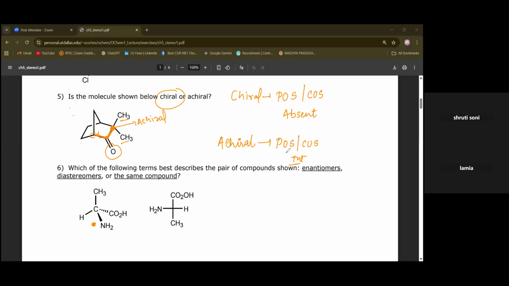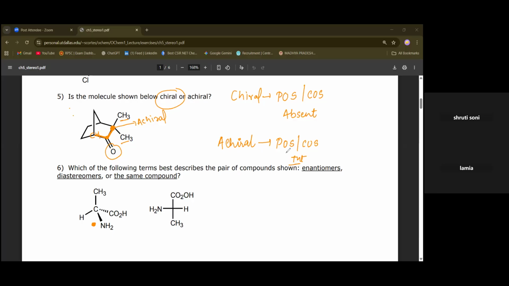Okay. So do we apply POS on the fifth question? Is there any possibility that a plane of symmetry is present over here? No. So it is a chiral molecule. That's what I was doing with the first one, I tried to apply this. Yes, you are applying that.